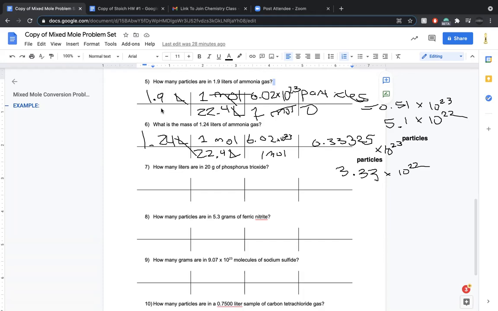Okay. 20 grams of phosphorus trioxide. 20 grams. There are 1,000 grams in every liter. So we're going to do 20 divided by 1,000, which is the same as 2 divided by 100. That is 0.02 liters. So we're going to make that into 20 times 10 to the negative 3 liters.